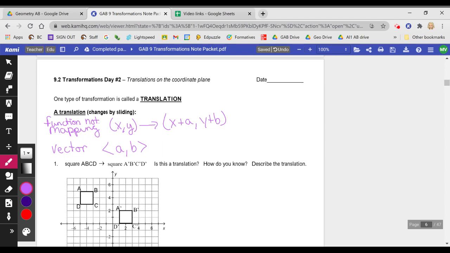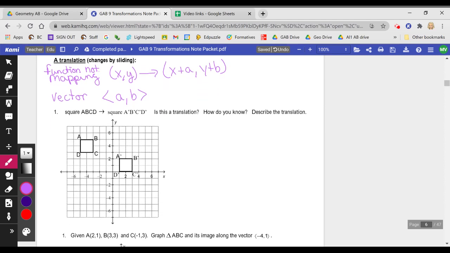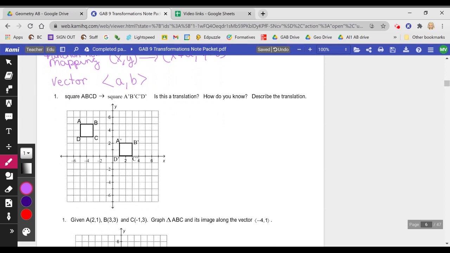So what does this mean? When we're looking here, we have square ABCD, and it's mapped. That's what that arrow means, is mapped to A prime, B prime, C prime. So how did we move this? It's a translation because all I did was slide. So yes, it's a slide.